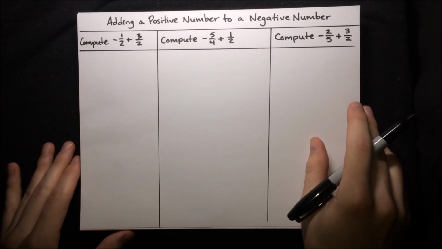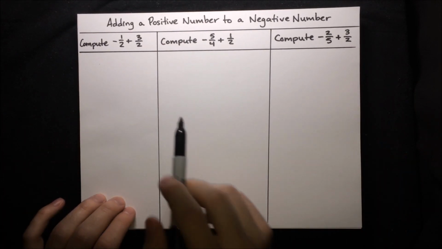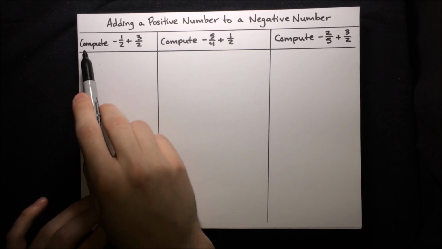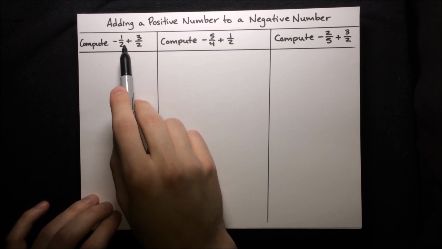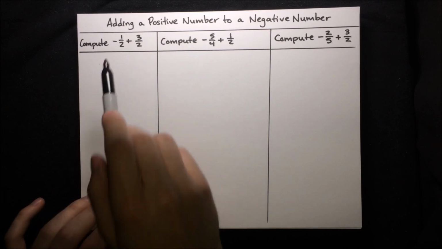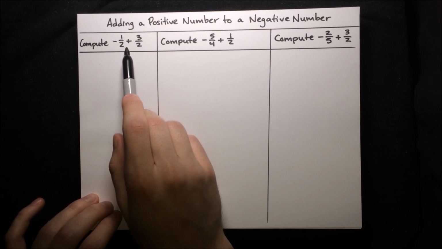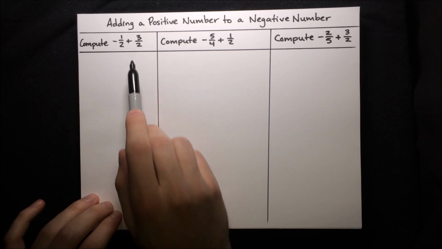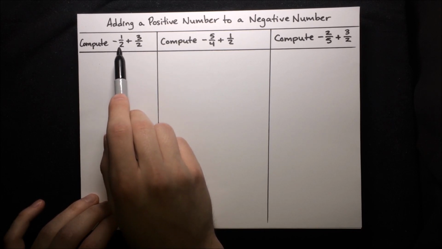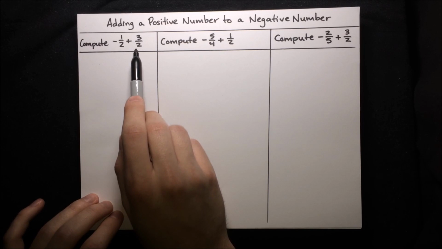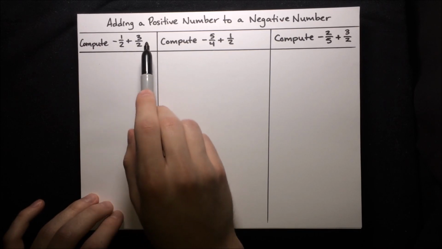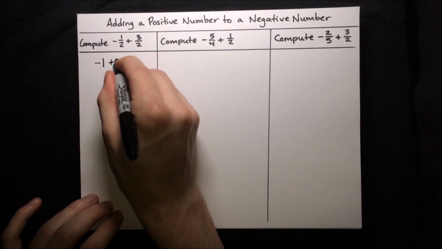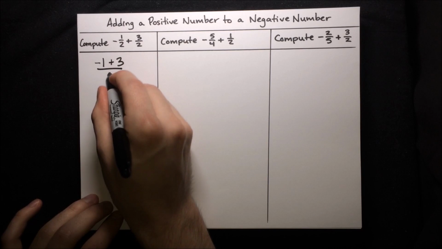Let's do some more challenging problems which involve fractions now. So we still want to add a positive number to a negative number, but now we have both numbers as fractions. First of all, we want to compute what is negative a half plus 3/2. Now remember, to add fractions, we need to make sure that the fractions have the same denominator. If they have the same denominator, then we can just add the numerators across. And in this case, both fractions have a denominator of 2. So they have the same denominator, and we can add the numerators straight across. So we just have negative 1 plus 3 in the numerator, and that's all over a denominator of 2.